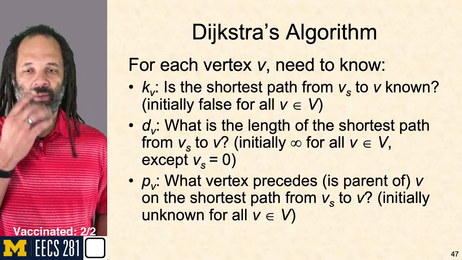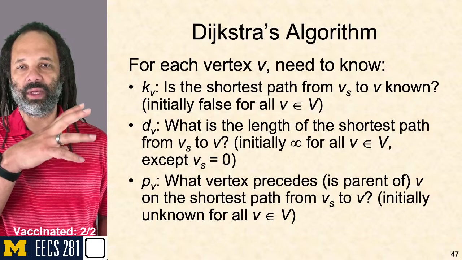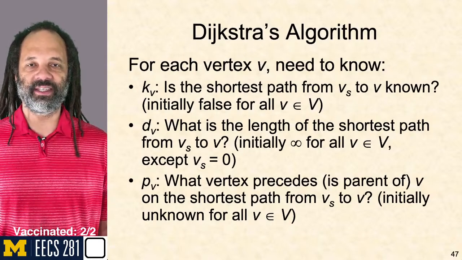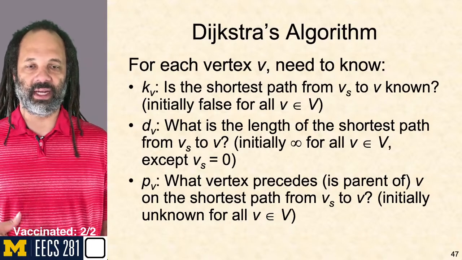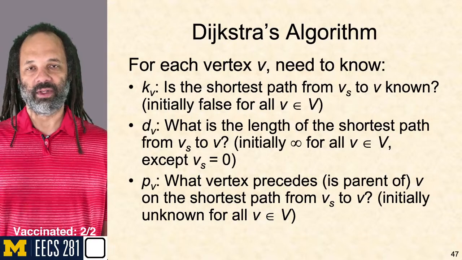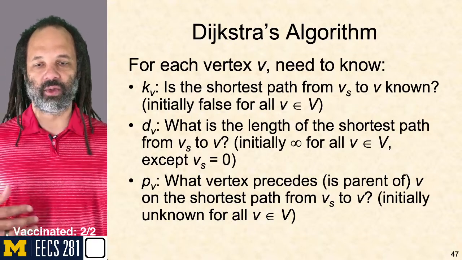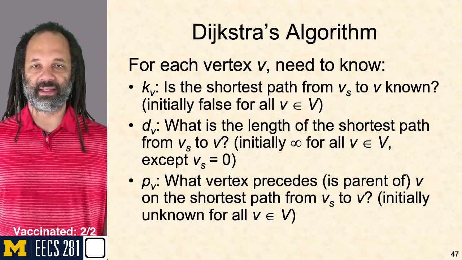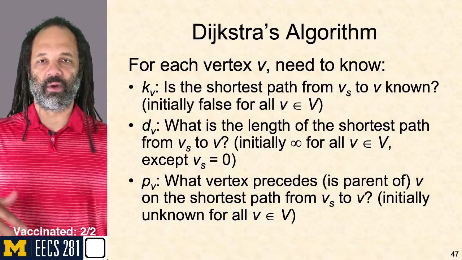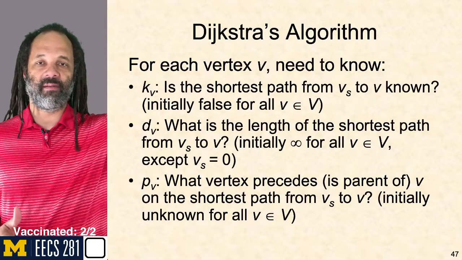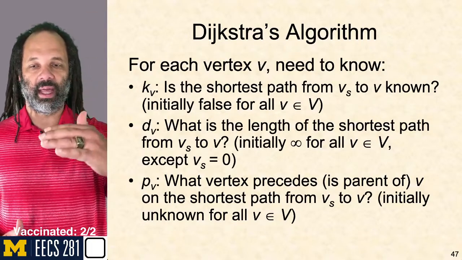So K sub V is exactly what we used it as in Prim's algorithm. Is the shortest path from V sub s to this particular vertex known? So it's always false when we start, and then we find the shortest paths and we mark them as true when we do. D sub V, what is the length of the shortest path from V sub s to this vertex? Of course, we're going to start out as infinity because we're minimizing, so we're going to take the really long value and see if we can't shorten that up.